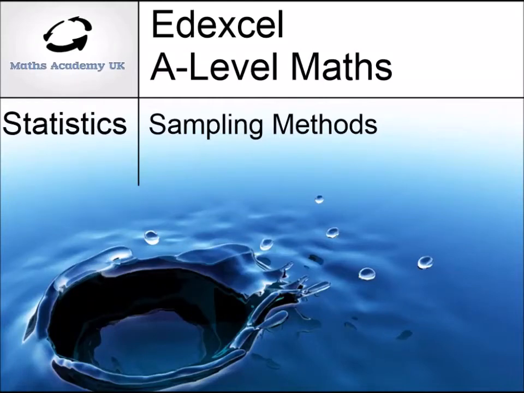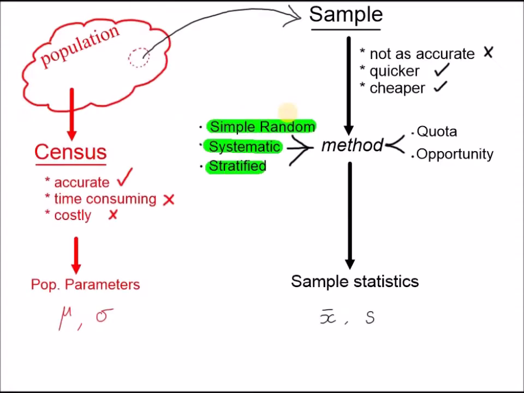Sampling Methods, Part 1. These three sampling methods all use an element of randomness in the selection process. We look at these three in Part 1.